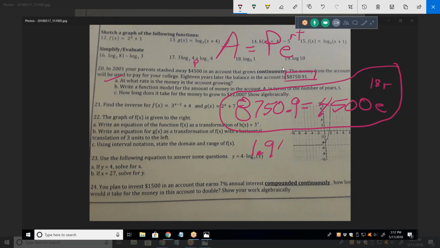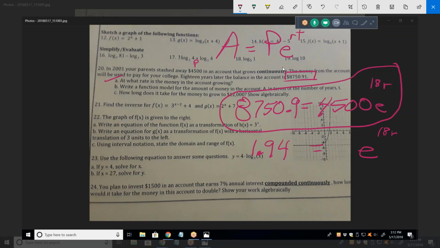1.94. So that's now equal to E to the 18R. Now what? How do you solve when the variable is in the exponent? What do you always have to do? My teacher calls it unrolling. So you bring the E over to the other side. No, just take the natural log of both sides.